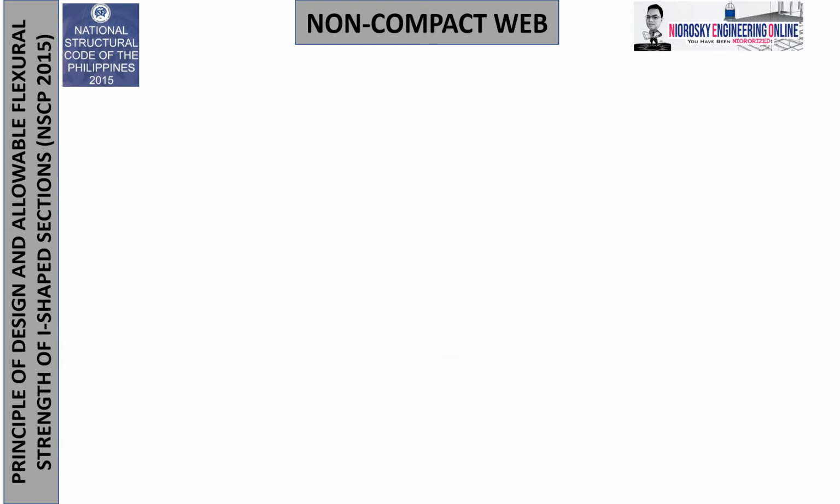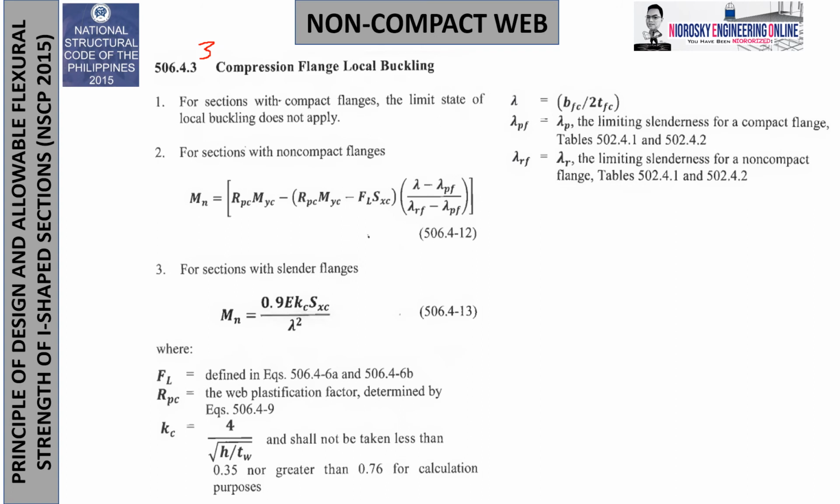Okay, yung third criteria naman, this is under 506.4.3, compression flange local buckling. So, you can get these equations then. No? So, number 1, for sections with compact flanges, the limit state of the local buckling does not apply. Pero kapag non-compact naman yung flange at saka slender yung flange, so you have to follow this. So, nagkaroon ng web classification factor. So, medyo na-modify na konti, tsaka F_L. Okay? So, medyo madali naman siya sundan.